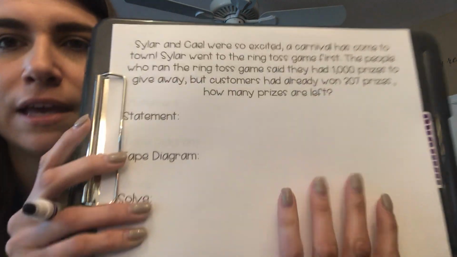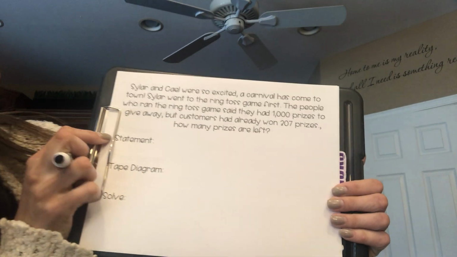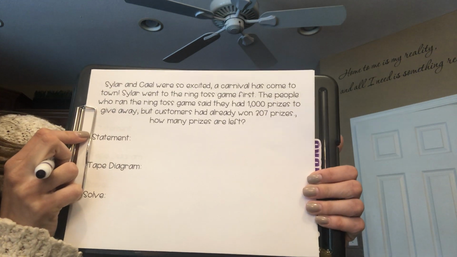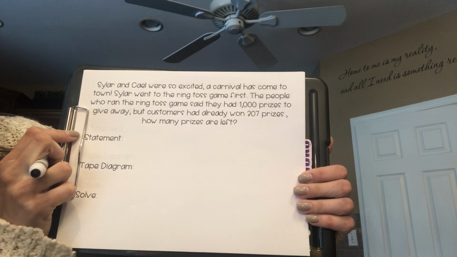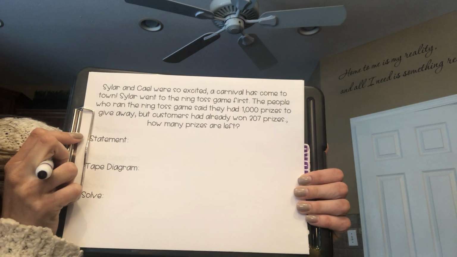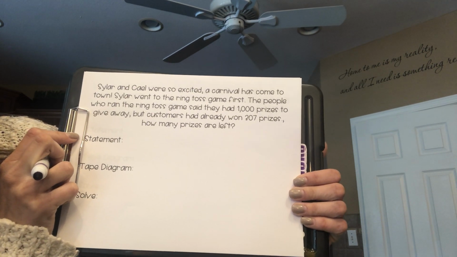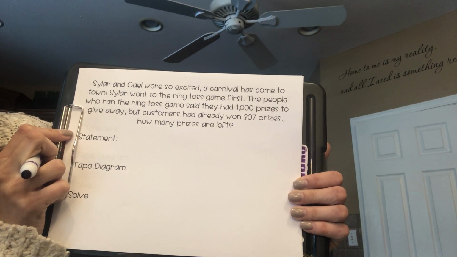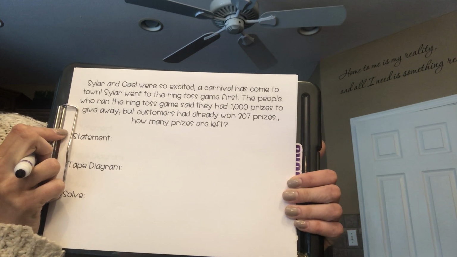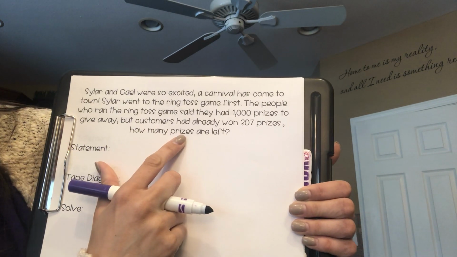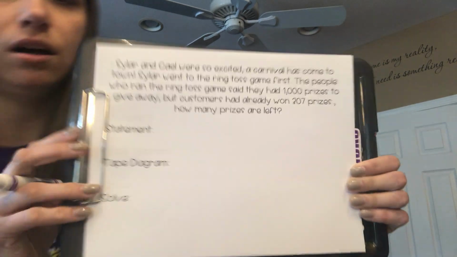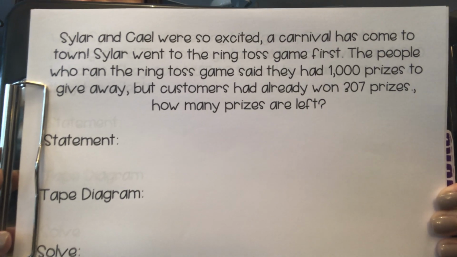All right. So here's your first one. Siler and Kale were so excited. A carnival has come to town. Siler went to the ring toss game first. The people who ran the ring toss game said they had 1,000 prizes to give away, but customers had already won 307 prizes. How many prizes are left? So you write a statement, draw a tape diagram, and solve. So go ahead and pause your screen and solve.